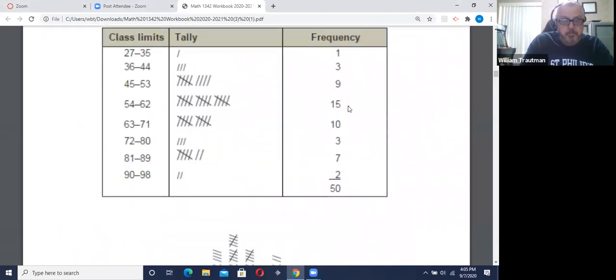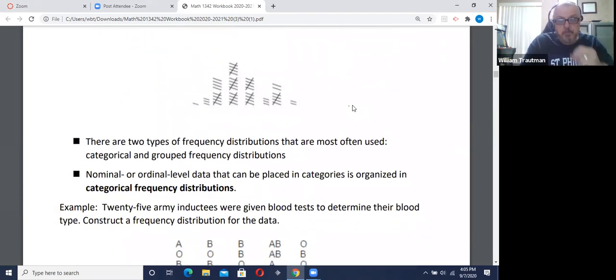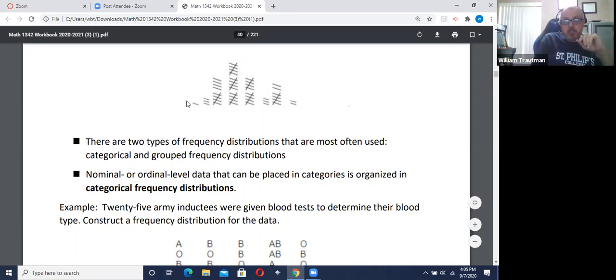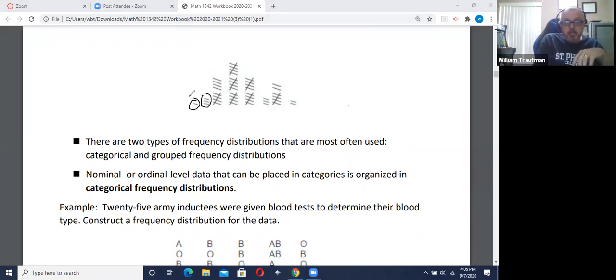All right. So in the past, just to show you, they took all those tally marks and laid them on their side. You see there's the 1, the 3. They laid them on the side, and it kind of shows you the curve that could be formed from that. So you can put nominal or ordinal data, a level can be placed in these categories, organized, and put in a frequency distribution table. Let's try this next one.